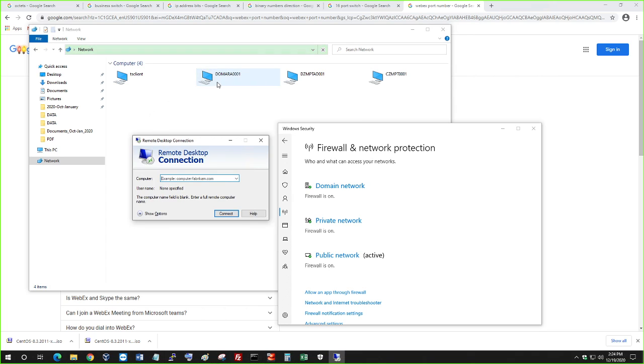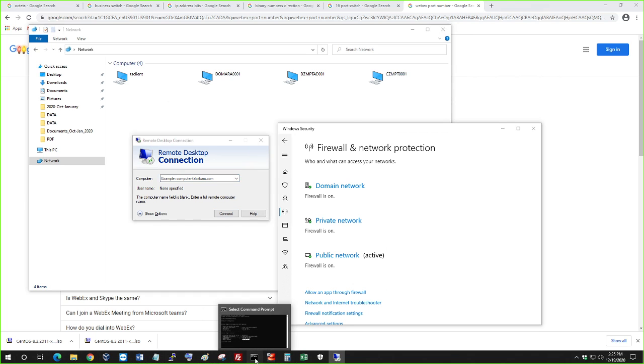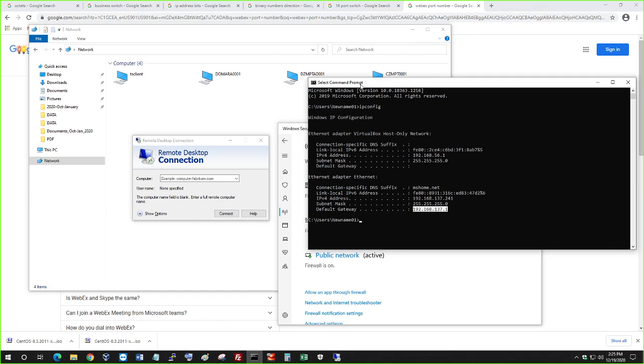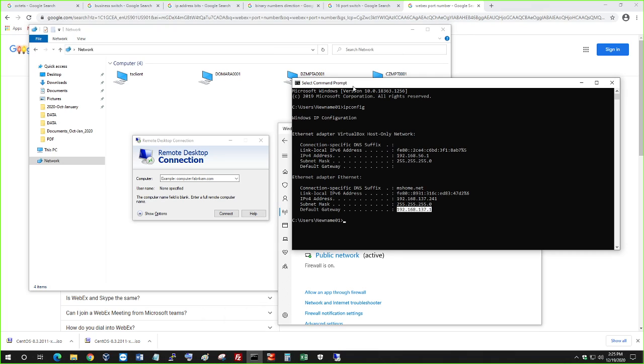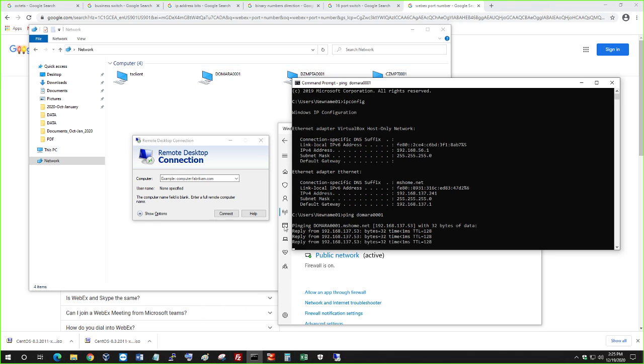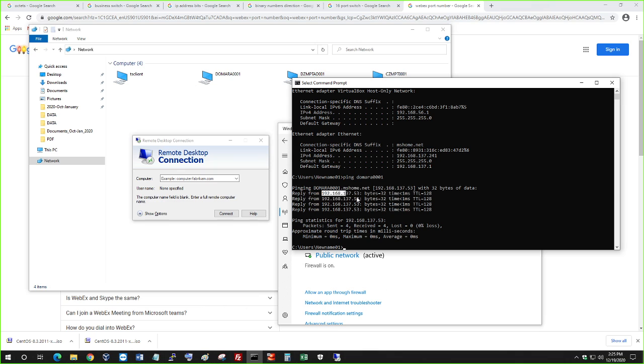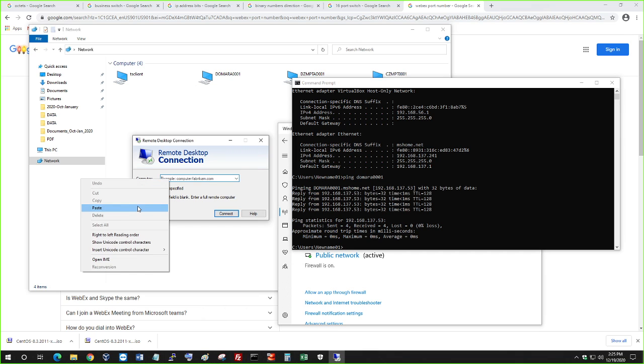Here, either you could use the name if the DNS is set up. If not, then you could ping it and get the IP address. Ping DOMARA 0001. So it's pinging, and that is the IP address. And I know this is on my local network here. If I copy this and paste it in here, you're connecting locally here.